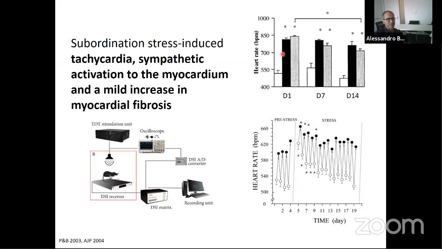It's a remarkable value. And this is not just acute. This is not just 10 minutes. This is an acute measure, day 1, day 7, and day 14. But the animal remains tachycardic for days, with values about 100 beats per minute higher than normal.